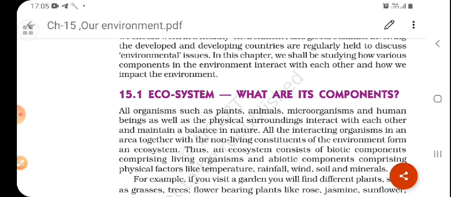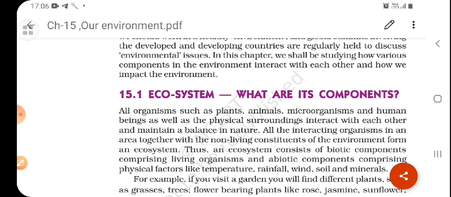Abiotic components are non-living. They consist of inorganic substances like oxygen, carbon, nitrogen, water, and carbon dioxide present in the air, and organic compounds like carbohydrates, proteins, and fats. These are all abiotic components. It also consists of climatic factors. Climatic factors means atmospheric factors like humidity, temperature, atmospheric pressure, etc.